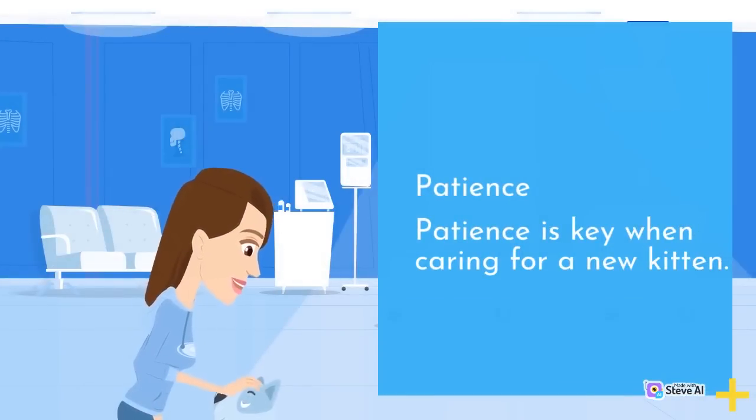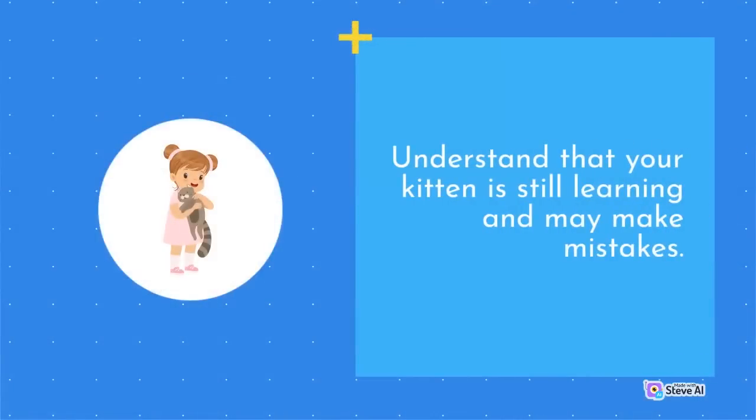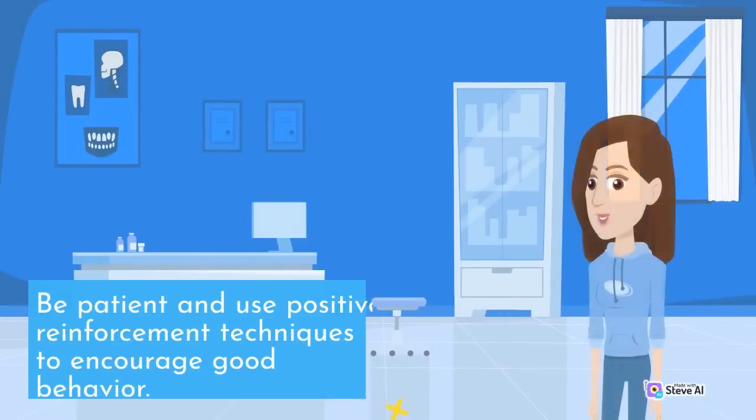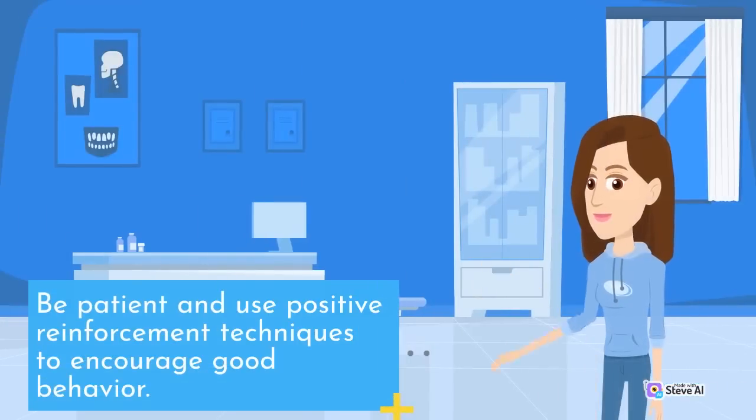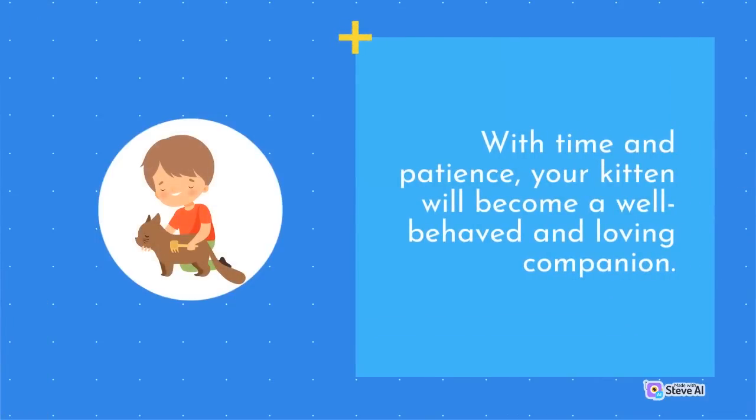Patience. Patience is key when caring for a new kitten. Understand that your kitten is still learning and may make mistakes. Be patient and use positive reinforcement techniques to encourage good behavior. With time and patience, your kitten will become a well-behaved and loving companion.